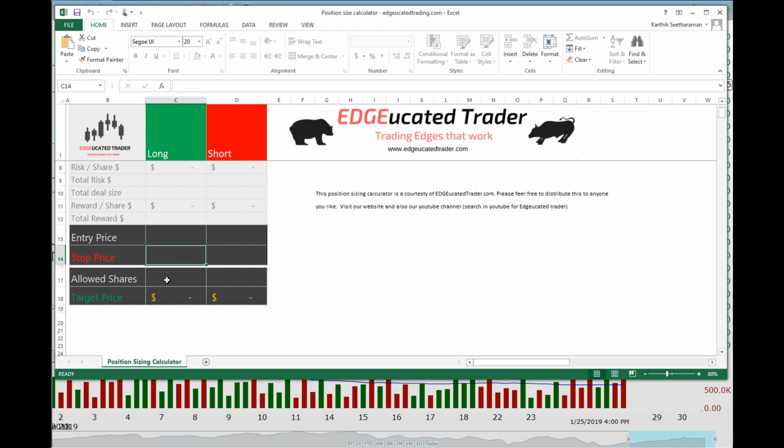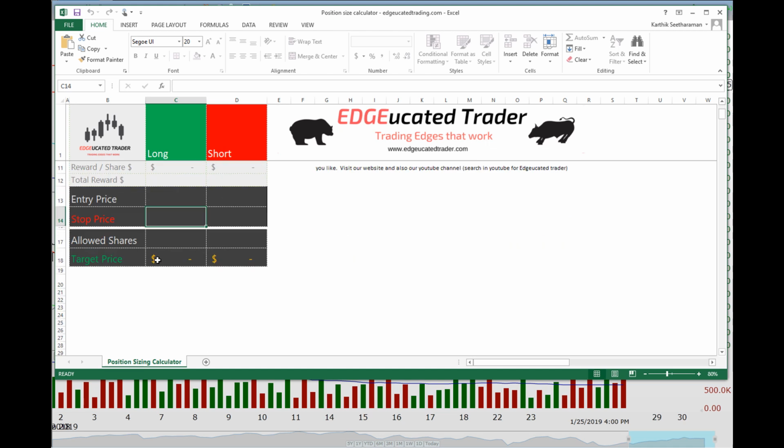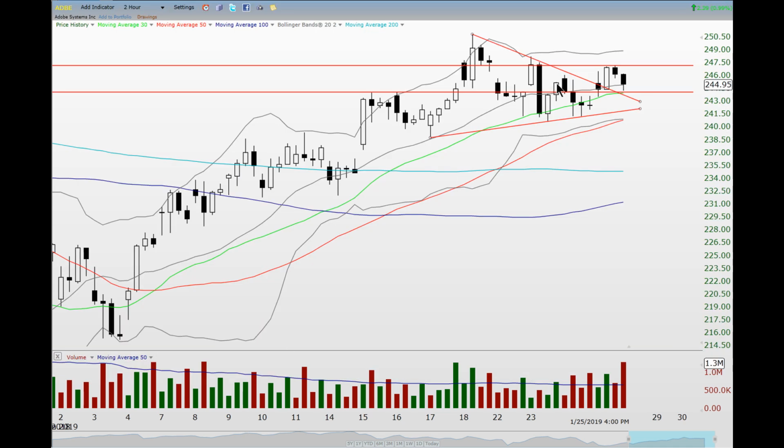Then we'll get to know what the number of shares would be that we can take within our risk parameters of 1% in this case, and what our target price should be. Okay, so let's just find those details and input them in.